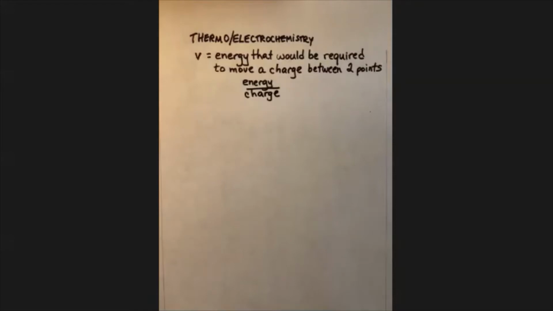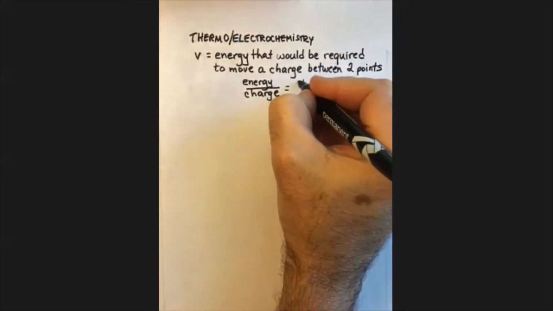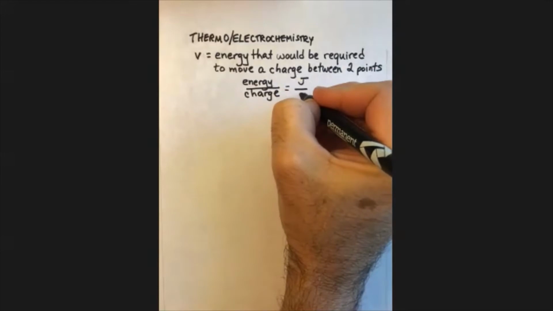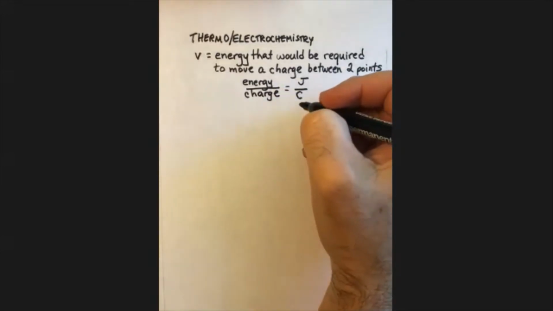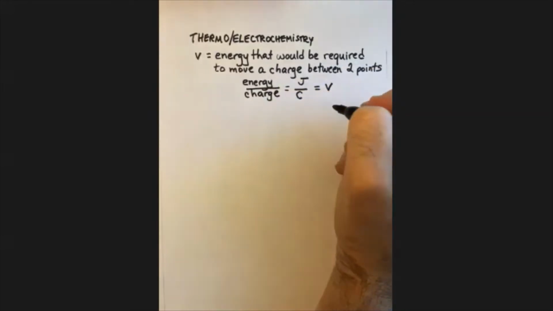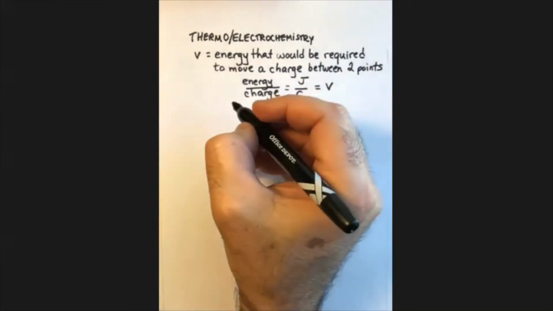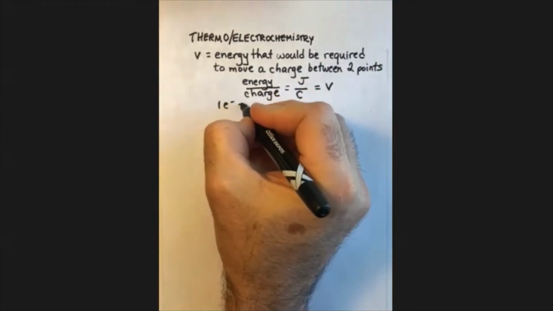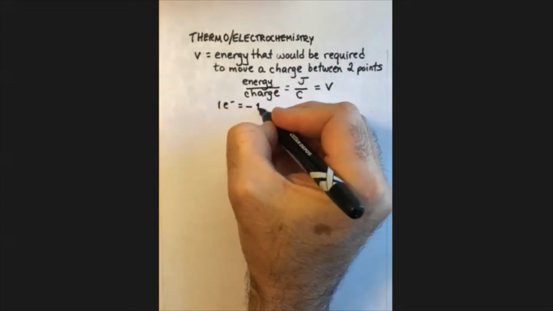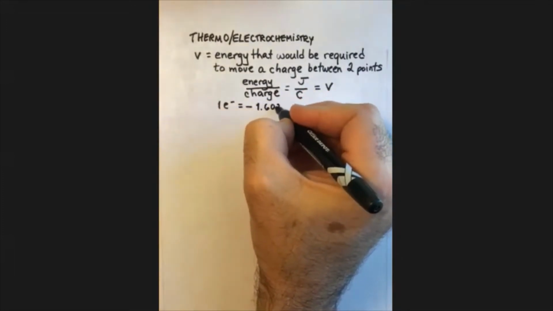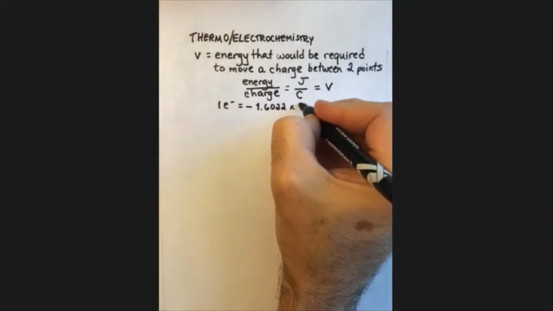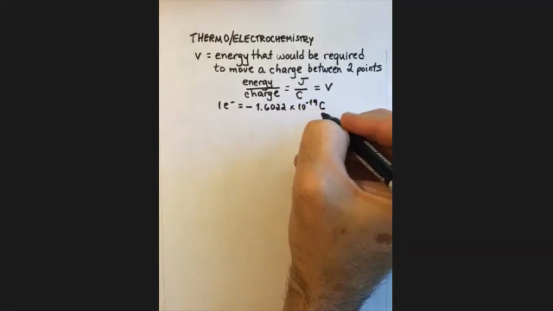In this case, we're talking about the energy that would be required to move a charge between 2 points. So if we talk about units of energy per charge, that would be joules per charge, which is coulombs. And that is essentially what a volt is. It's a joule of energy per coulomb of charge. We know that one single electron has a charge of negative 1.6022 times 10 to the minus 19 coulombs.